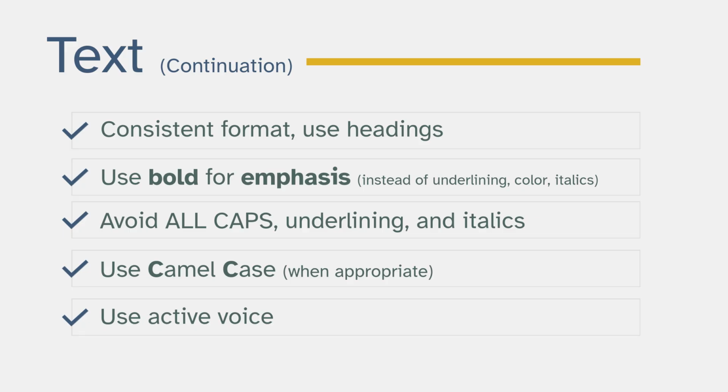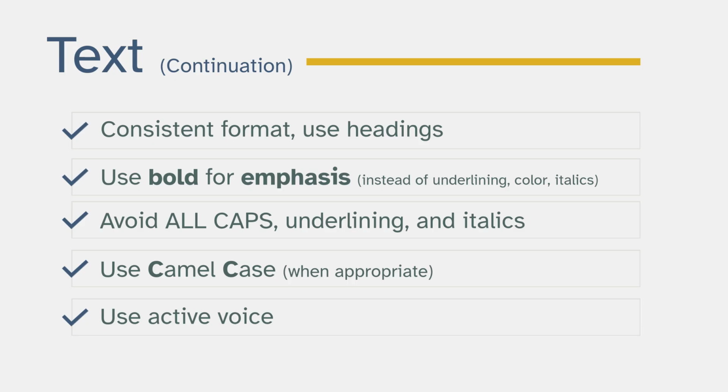Use camel case when appropriate for titles or headings. Camel case is a style in which each word within a phrase begins with a capital letter. Avoid using all caps, underlining, and italics, as these formats can be harder to read and may create unnecessary visual strain. In addition, all caps may be perceived as shouting in the online environment.